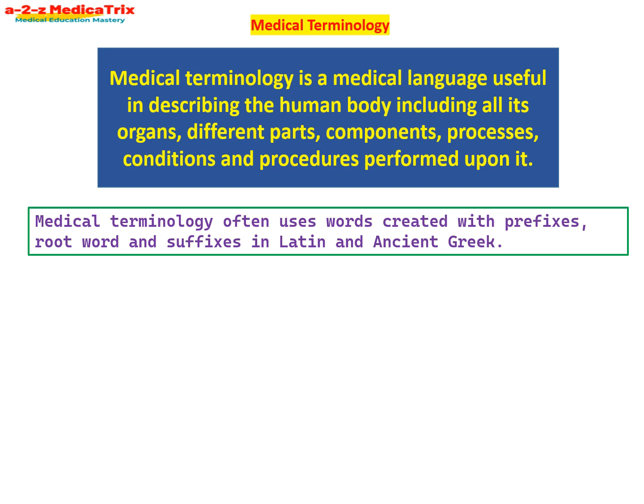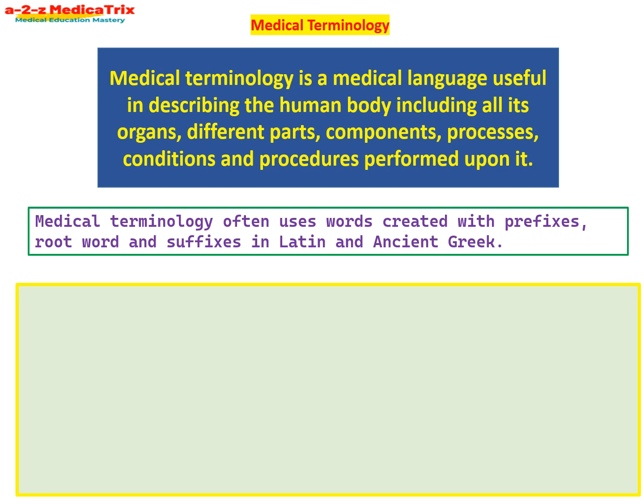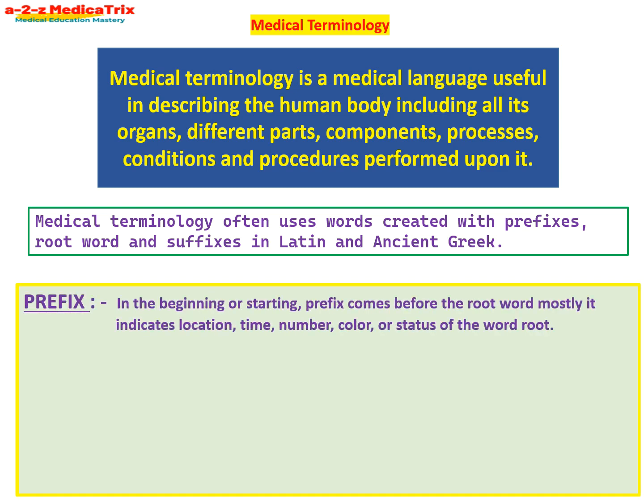These are taken from Latin and ancient Greek. Let's see what they are. Let's understand what a prefix is. A prefix is the beginning of the root, meaning it comes before the root word, and it indicates location, time, number, color, or status of the word root.